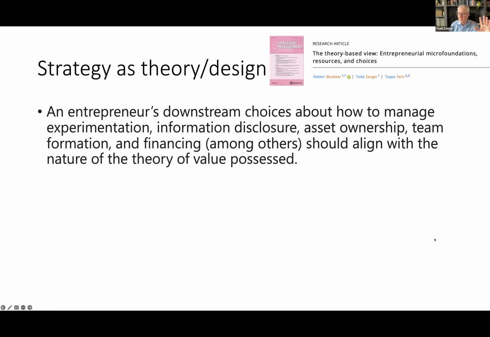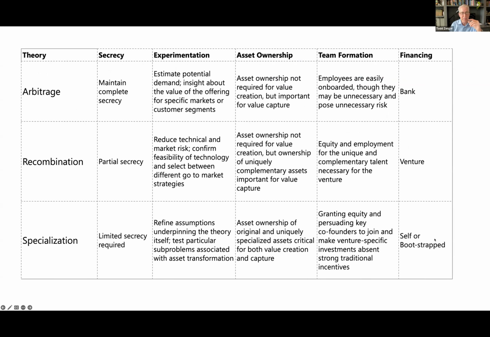And this is a strategy paper, and this is clearly an organization design paper. So I'm not going to go through this in any detail, but it's sort of saying, look, here, there are theories about arbitrage, theories of recombination, theories of specialization or co-specialization. And you can think about different choices that emanate from these unique types of theories. That's a design approach to this kind of question.